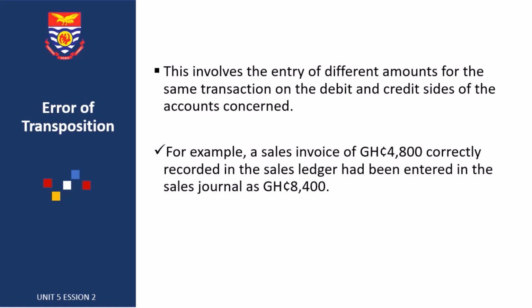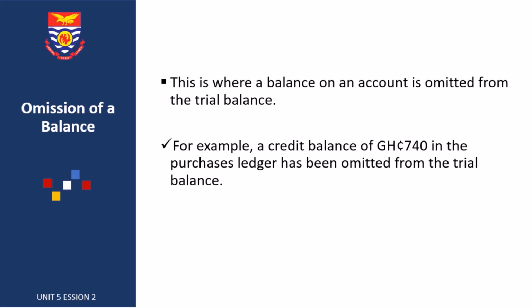Error of transposition. This involves the entry of different amounts for the same transaction on the debit and credit sides of the account concerned. For example, a sales invoice of 4,800 correctly recorded in the sales ledger had been entered in the sales journal as 8,400.